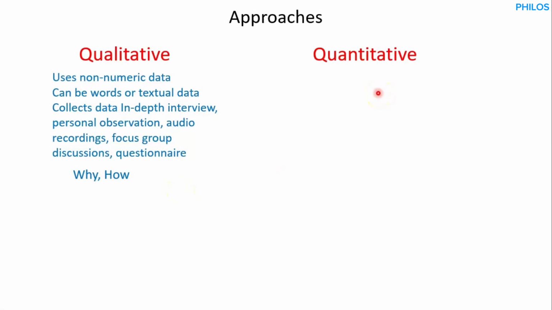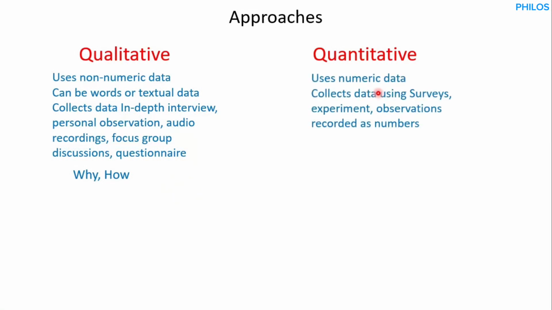Then for quantitative research approach, we make use of numerical data. And we collect those data by using surveys, experiment, observation recorded as numbers. There are some observations that we can record as numbers. So we are following quantitative approach. And it also asks questions on what, how many, to what extent. You see that? So quanti, you get it.